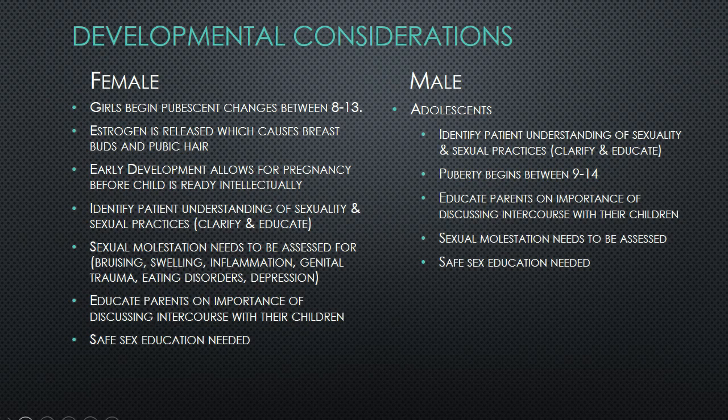It's important in the males to also assess for sexual molestation, because boys can be sexually assaulted just like girls can, and they need safe sex education. Boys' parents need to be educated on the importance of discussing intercourse with their children, because boys can get girls pregnant at any age, really. Not any age, but once they go through puberty and start having spermatogenesis, they can get a girl pregnant. And then you want to also identify and understand the male adolescent's understanding of sexuality and sexual practices.